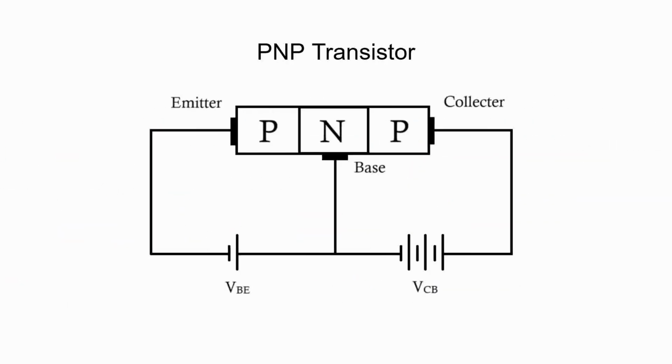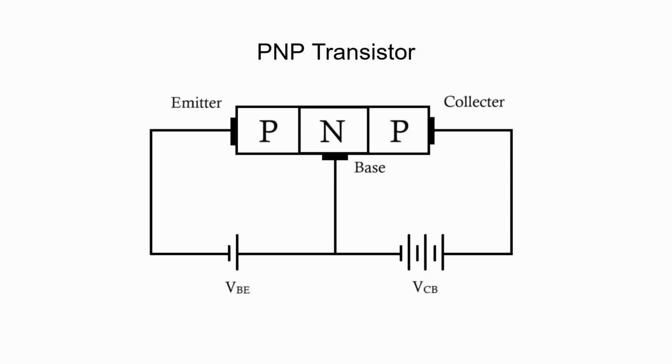Now let's look at the PNP transistor. As you can see, it's similar to the NPN, but with a key difference. In a PNP transistor, the semiconductor layers are arranged in reverse order, with the p-type material being in the middle and the n-type materials forming the emitter and collector.